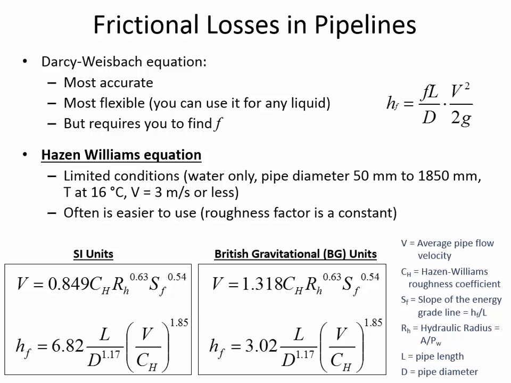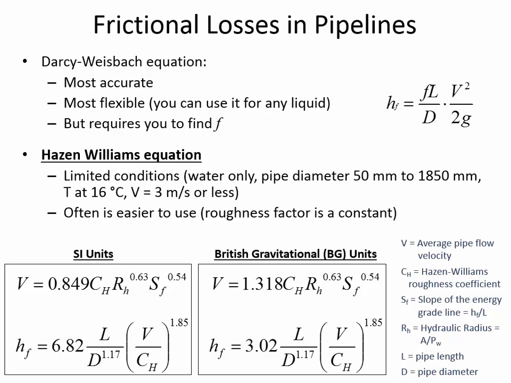Now there will be a table that says cast iron, here's the C value. Wooden pipe, here's the C value. Concrete pipe, and so on. And it doesn't say for fast-moving water, for slow-moving water. It just tells you the C value. It's fixed. So that's pretty easy.